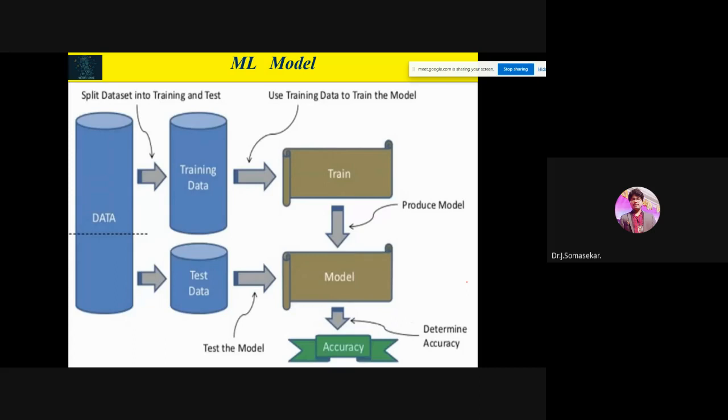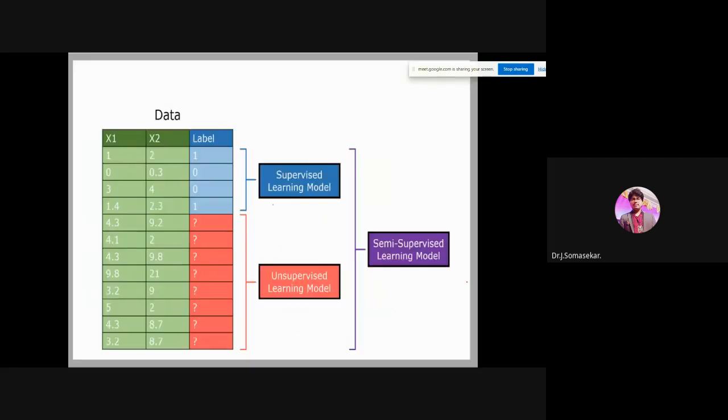Suppose the model is good, okay. If the model is wrong, then what happens? Instead of COVID positive, it will detect COVID negative. Instead of COVID negative, it will detect COVID positive. Then there is a huge problem. Because of that, before deploying to the application, or the healthcare sector, or any other domain, we have to check the accuracy. That's why in a machine learning model, we have to take training data and test data, then look at all these aspects. That is the basic machine learning model.